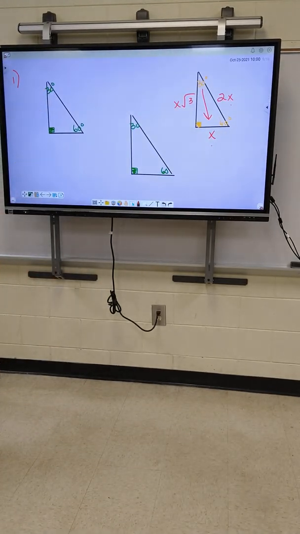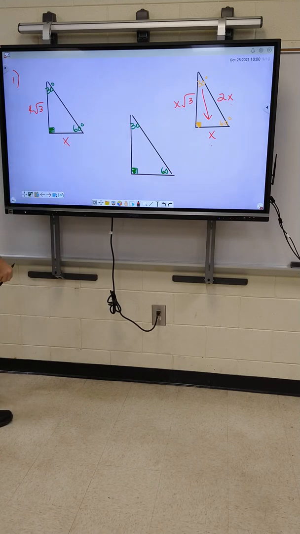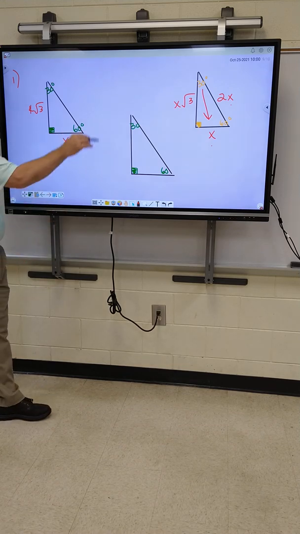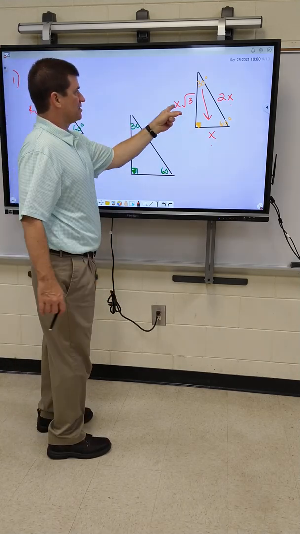So, number 1, what did they give us on number 1? 4 root 3 is over here. All right, this side's 4 root 3. I just said find the 30-degree side first. We want to find that side. How can we use the formula to help us find this side? Because X is 4 right there, so it'd be 4. All right, Grant's saying X is 4 right here.